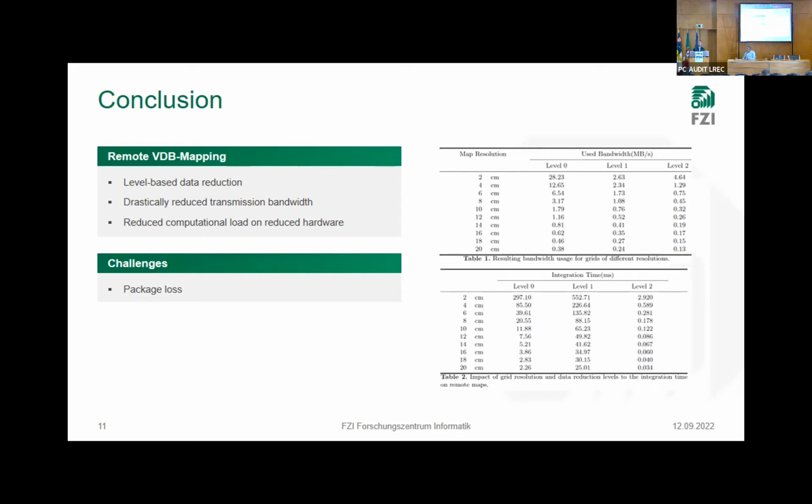Not specifically. The mapping just happens before the localization. For the localization, we also use another approach, which isn't related to the mapping at all. So we didn't really dive deeper into that.